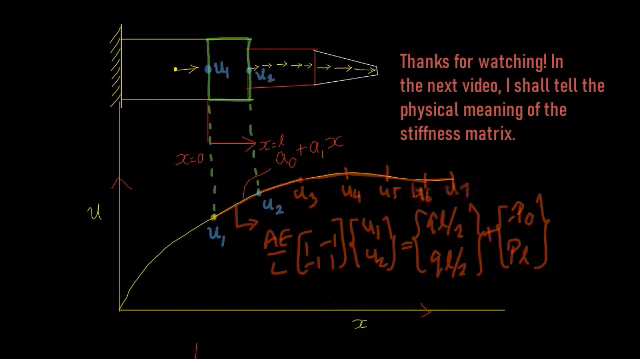So how do you solve them simultaneously? How do you assemble those matrices? What is the physical meaning, and what is the procedure to assemble them?